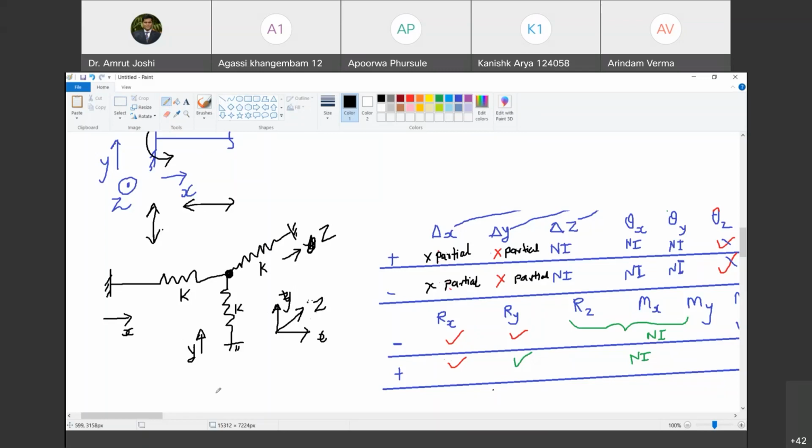Rotation about z axis. I think it's not possible, sir. No, I will switch on my video. Are you able to see this?